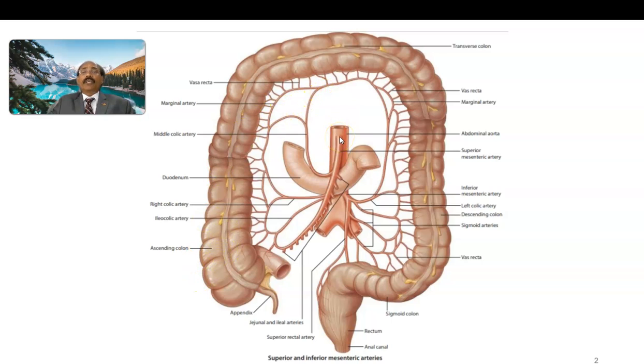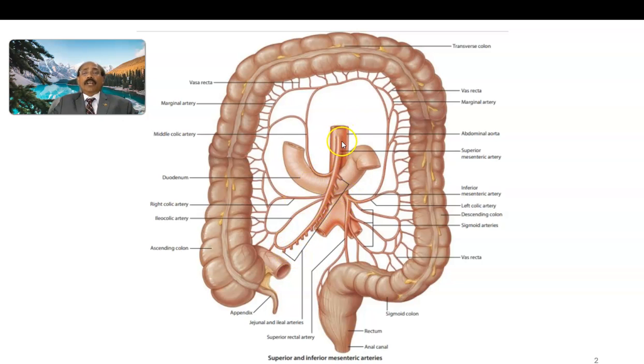This is superior mesenteric artery. This is a branch of the abdominal aorta. This inferior mesenteric artery, that is also a branch. Mesenteric artery is also a ventral branch. This is for the hindgut derivative, superior mesenteric artery for the midgut derivative. And this is the abdominal aorta, superior mesenteric artery, inferior mesenteric artery.